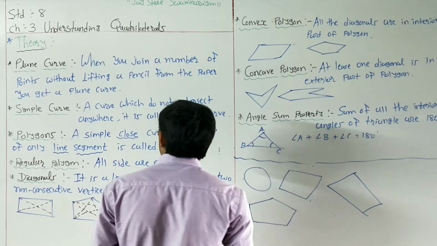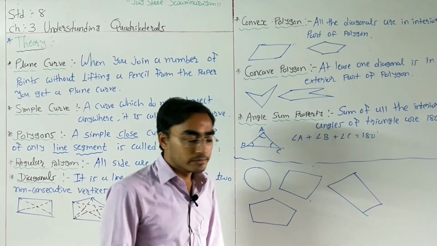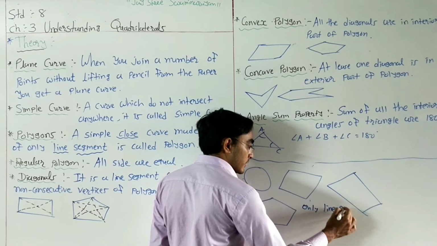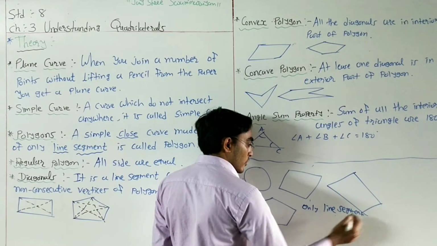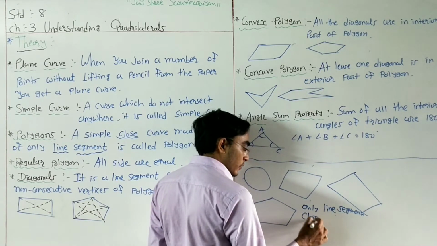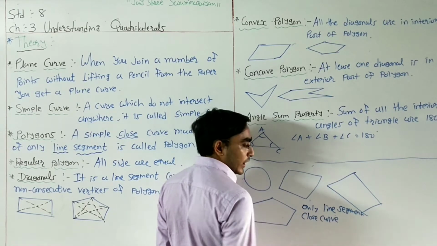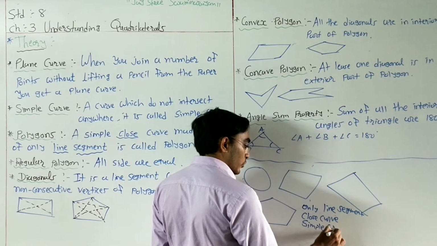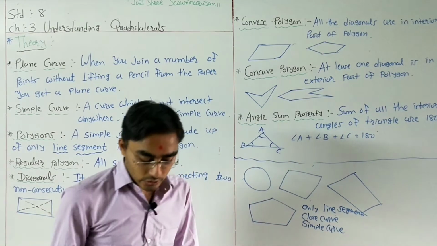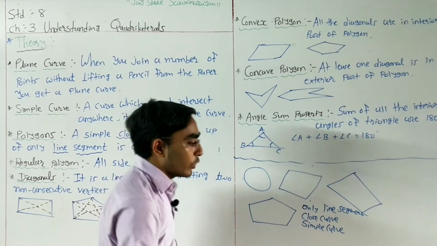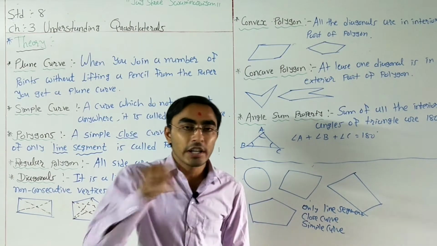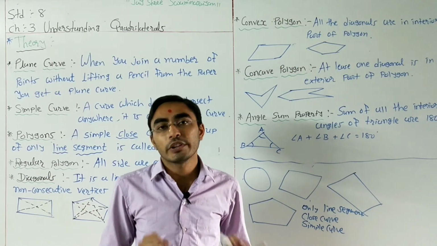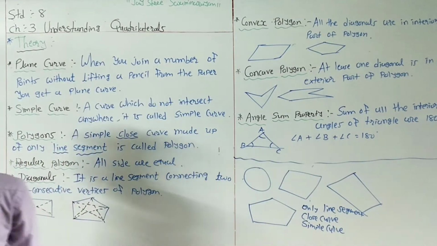So in total, how many things do we have for the polygon? Only line segments. Closed curve, that means the starting and ending point are the same, and simple curve, that means it does not intersect anywhere. So we need to check these three things: only line segments, starting and ending point are the same, and it does not intersect anywhere. Okay, this is a polygon.